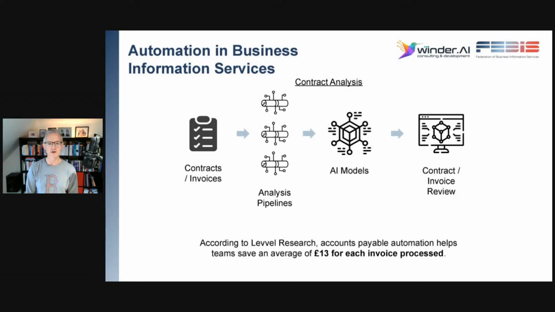In this particular example, I'm talking about invoice reviewing. So we could consider it as an accounts payable task. Most invoices look very similar, and you can pull out all the facts and figures and match them or reconcile them with figures that are already known to your system. According to one piece of research, on average, accounts payable automation saves teams an average of £13 per invoice processed. So if you're a big corporate processing thousands of invoices a day, then potentially that's a big saving.